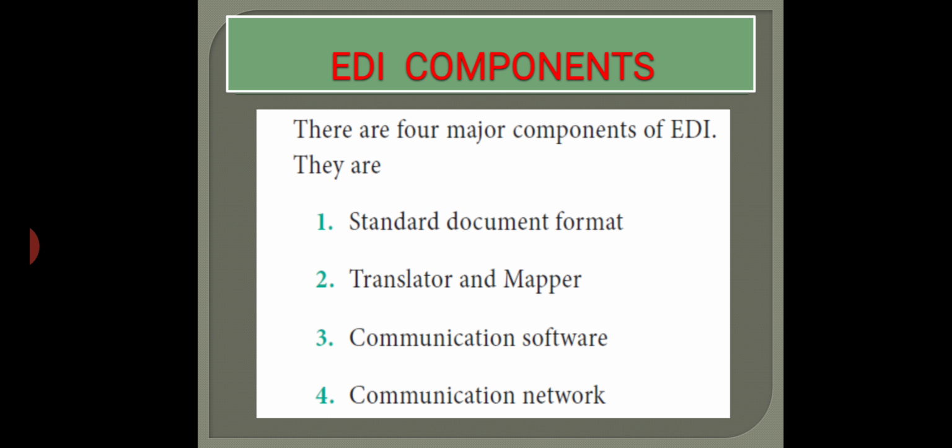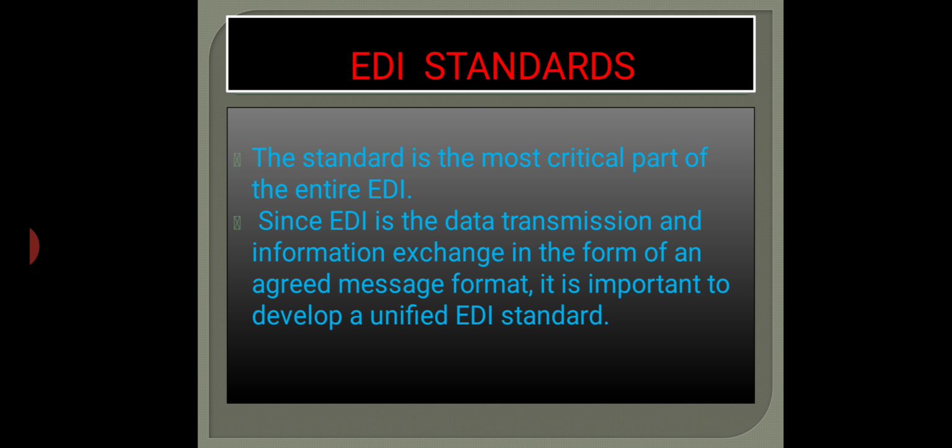Then we have four components of EDI. They are standard document format, translator and mapper, then communication software and communication network. Some standards of EDI: the standard is the most critical part of the entire EDI, since EDI is the data transmission and information exchange in the form of an agreed message format. It is important to develop unified EDI standards.